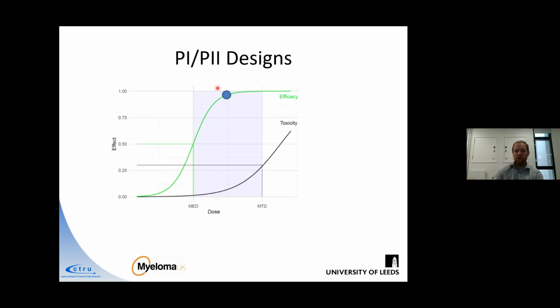So in this scenario, we might think that this dose here is the optimal rather than the MTD. We want to undertreat in terms of toxicity, but with a very similar efficacy level. And this is more common now with some of the different classes of compounds, unlike the cytotoxic agents.